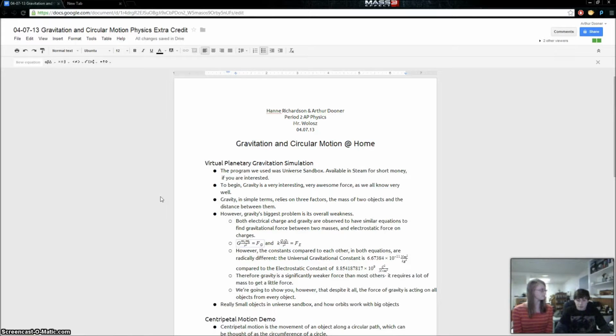Gravity is a significantly weaker force than most others, and it requires a lot of mass to get just a little force. It's remarkable how you can overcome gravity with such a little force. Think of how massive the Earth is, and yet we can overcome it just by jumping or walking. Now we're going to show you some demos where, despite all of this, you can see gravity work on a really small scale, and it works pretty fast, believe it or not, even with small objects when they're away from outside influences.